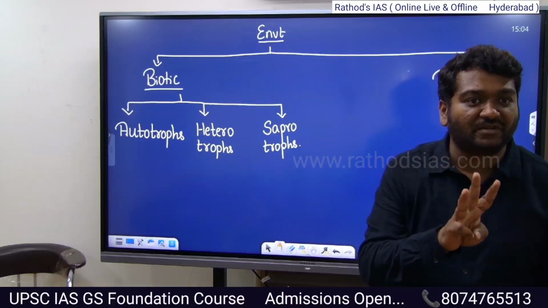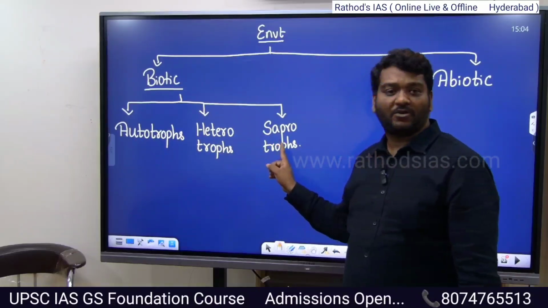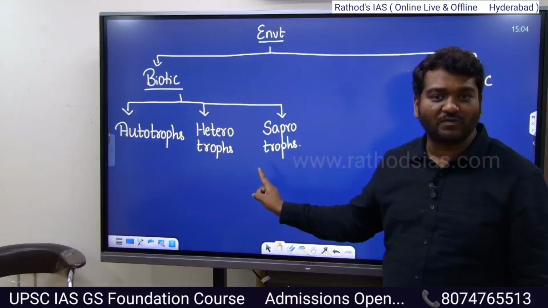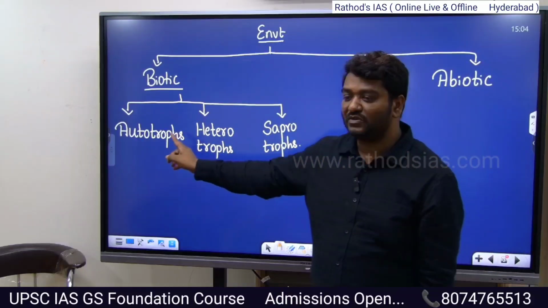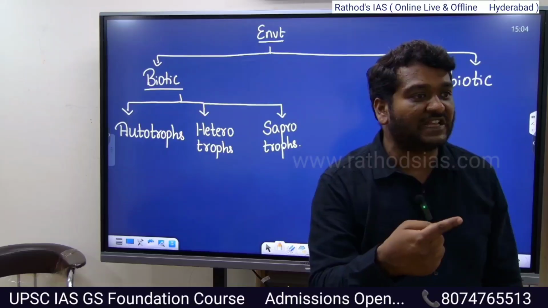What are the three terms you saw? Autotrophs, heterotrophs, saprotrophs. This was a prelims question. Saprotrophs was asked in prelims because everyone knows auto and hetero. Can you give examples of saprotrophs?